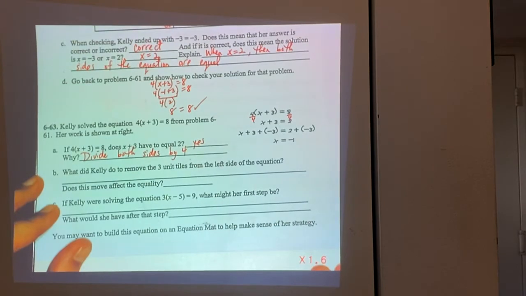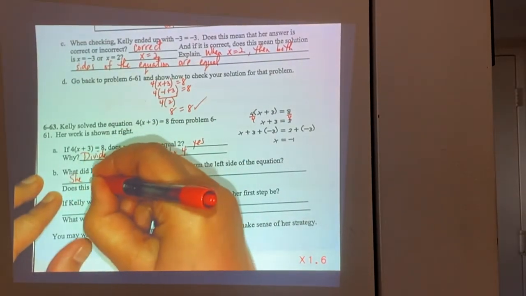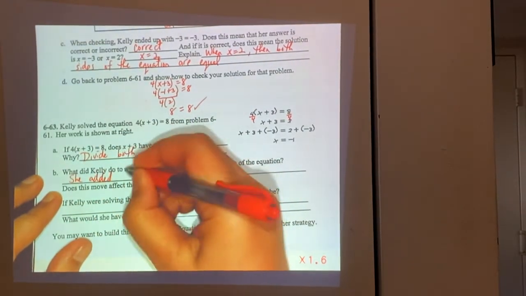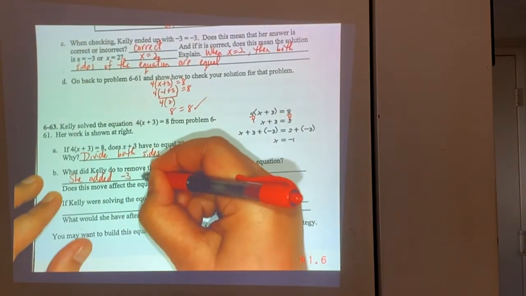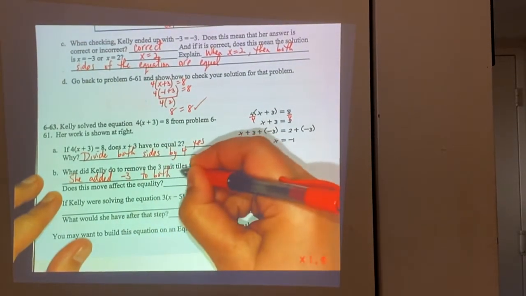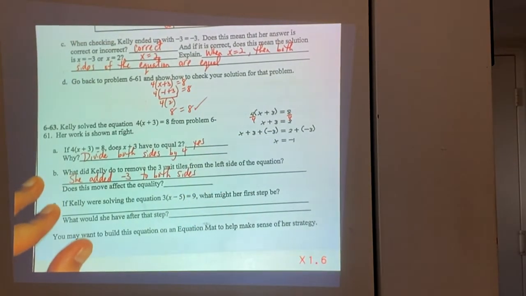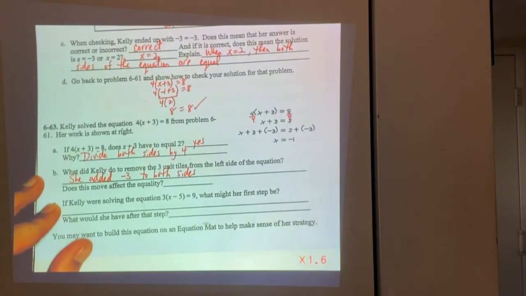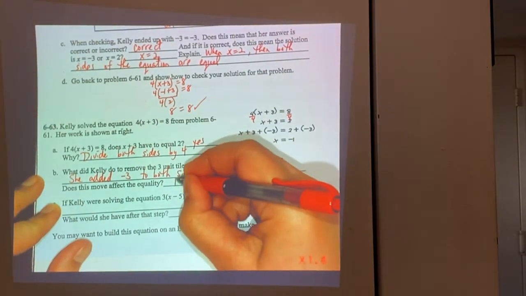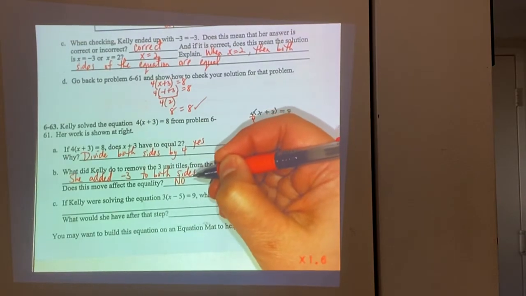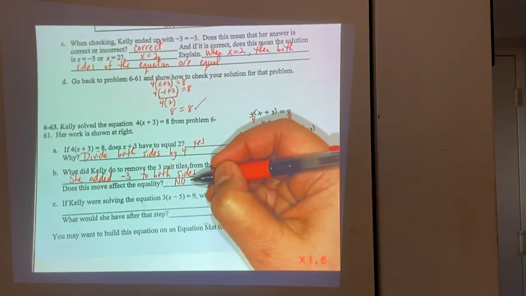Why did Kelly remove the 3-unit tiles from the left side of the equation? No, it says what did Kelly do? Oh, what did she do to remove? Okay, so she added -3 to both sides by making a 0 pair. Wait, does this move affect the equality? No, because you're doing it to both sides. You have to do it to both sides.